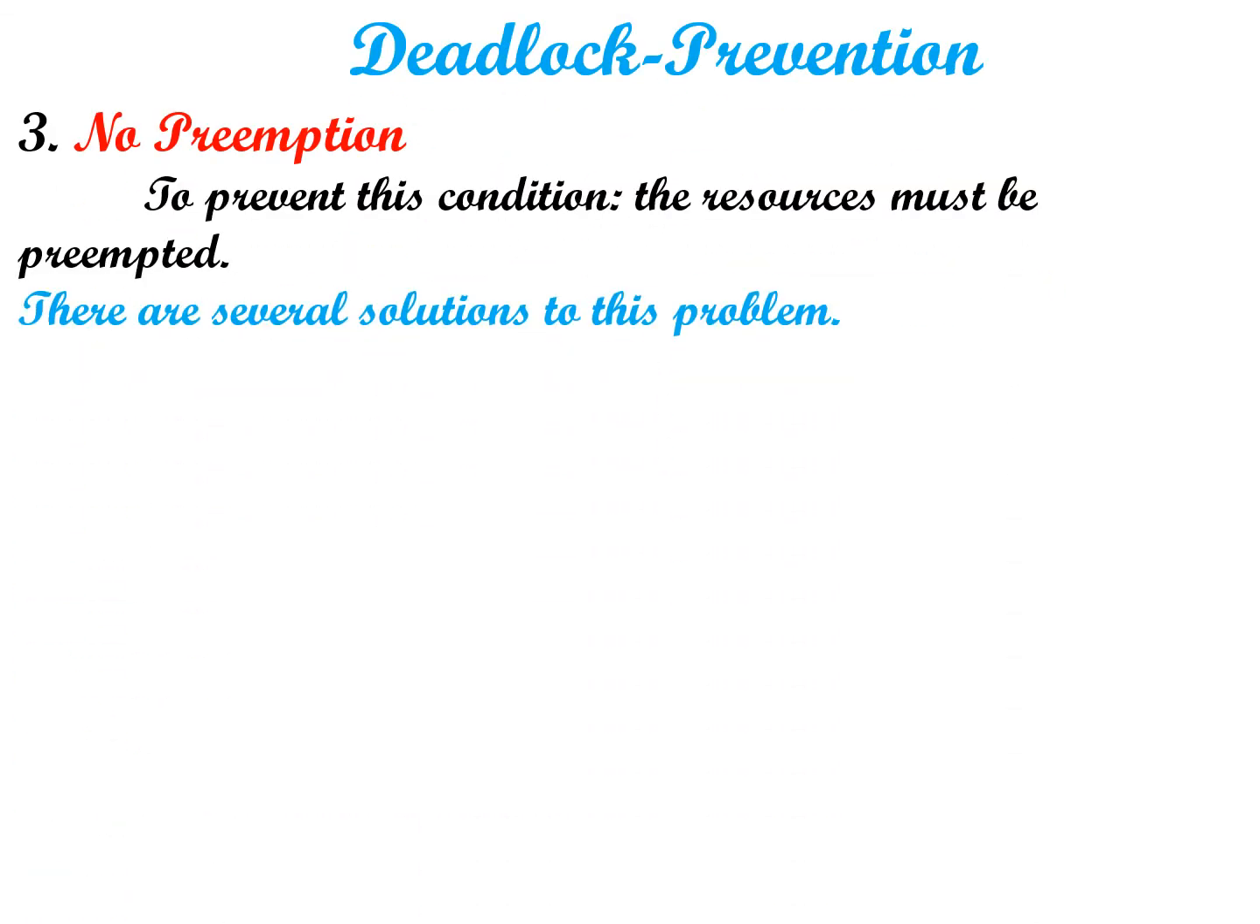Next, we have no preemption. This is a technique in which a process cannot forcefully take the resources of another process. Because of this, if deadlock is happening in the system, then we can forcefully preempt. Preempt means forcefully take the resource, preempting the resource from the process that is holding that resource.